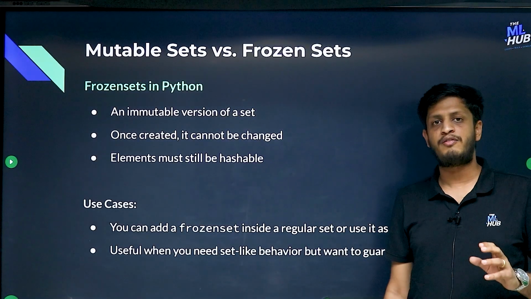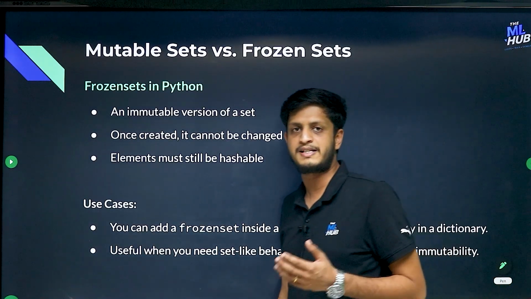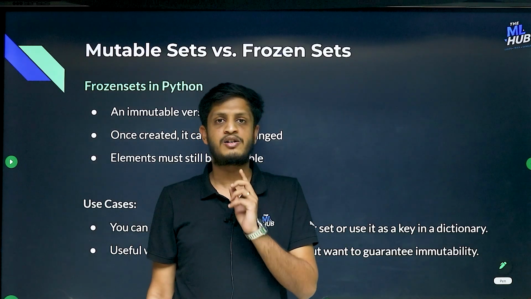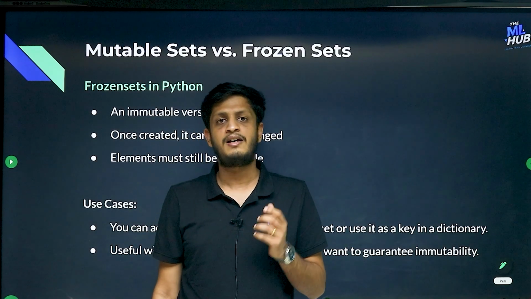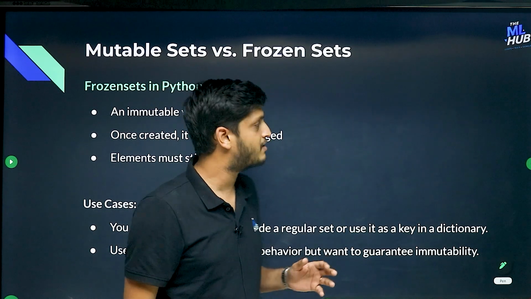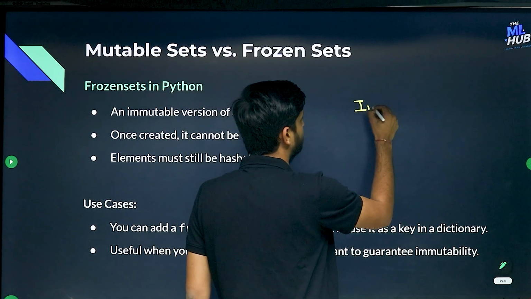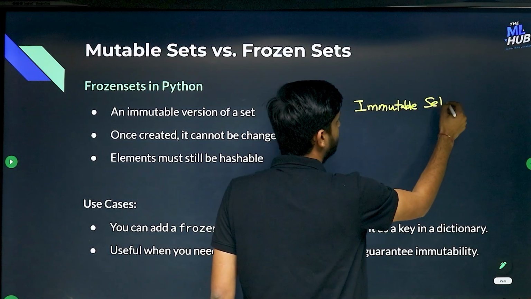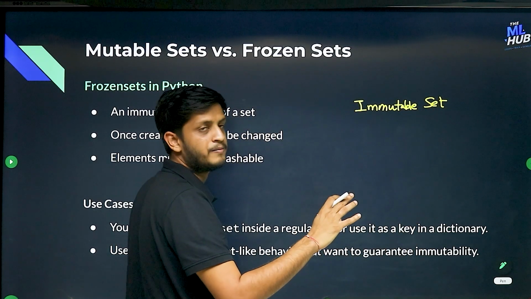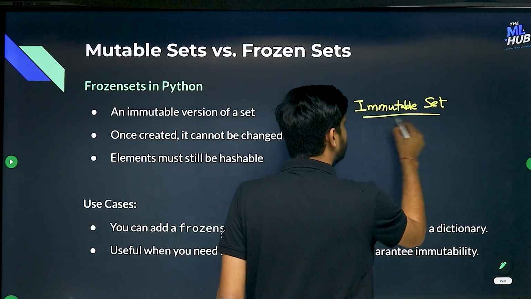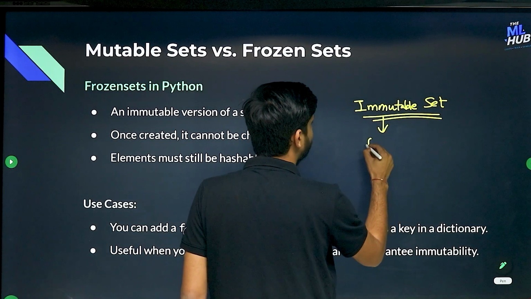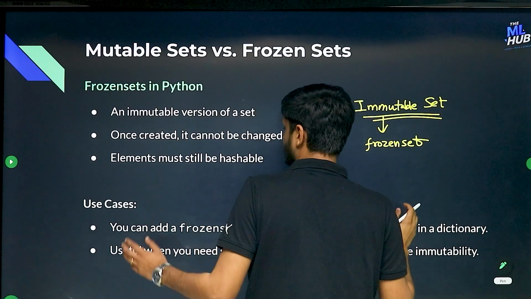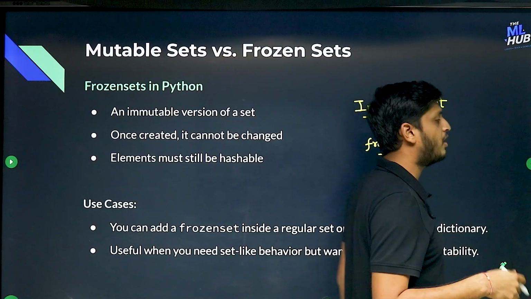Now there is a concept of frozen sets. So this was all about mutable sets. Mutable sets means normal sets. They are mutable, you can change them. But there is a concept of frozen set as well. Frozen set is an immutable set. It is not a standard data type. The standard data type is just a set which is mutable. But you can create immutable sets in Python using frozen set.